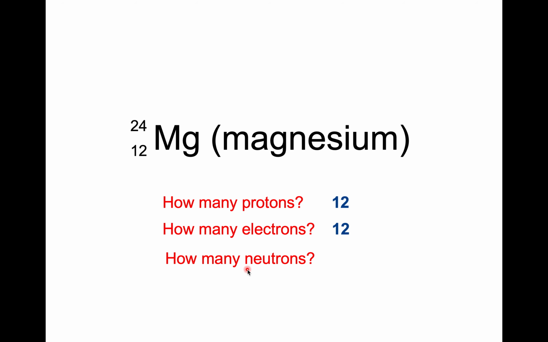And then how many neutrons? Again, we can go to our mass number here, which tells us the number of protons plus the number of neutrons. We know there's 12 protons, so we would have to add in another 12 neutrons to get us to 24. So this one's very symmetrical, 12, 12, 12 across the board.